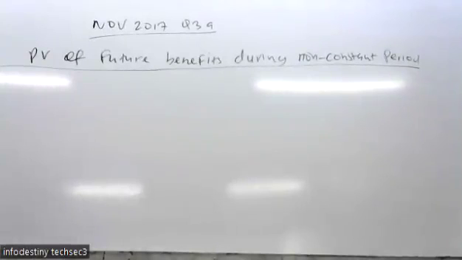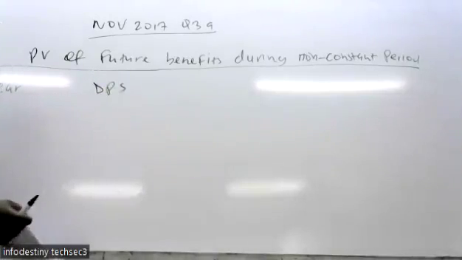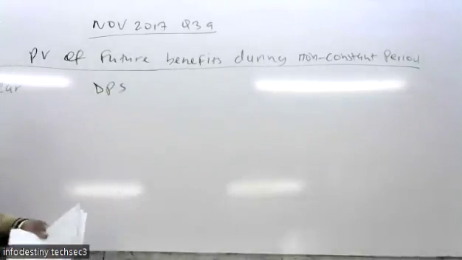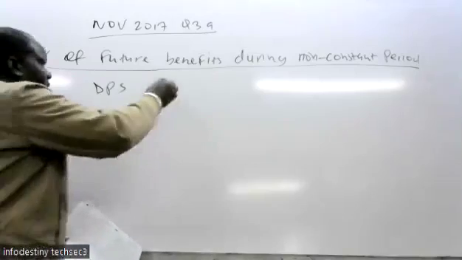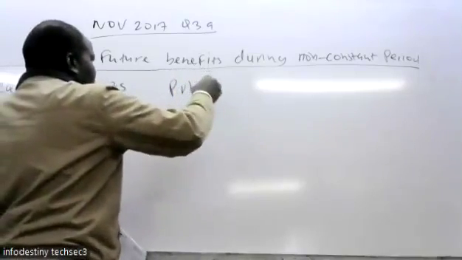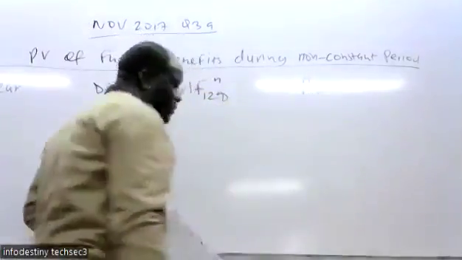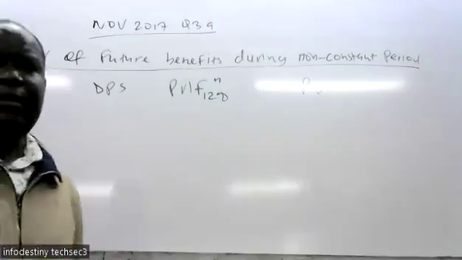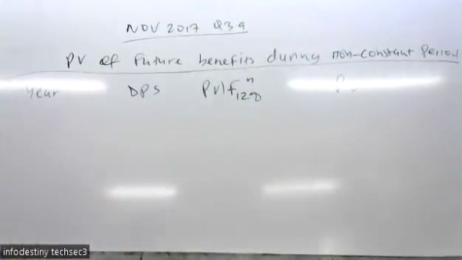So what do we do for that? We should have the year, then the dividend per share, then the present value interest factor. The cost of capital was given as 12%. Get the present value at that point.